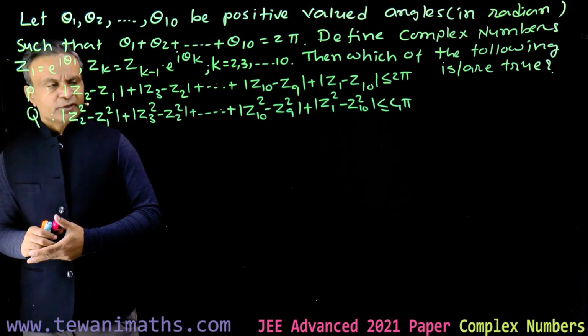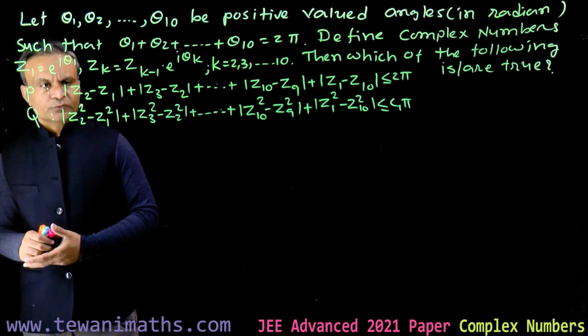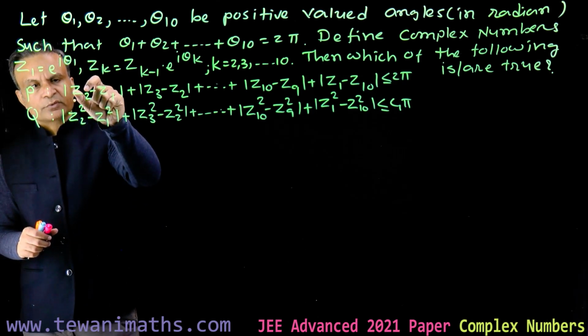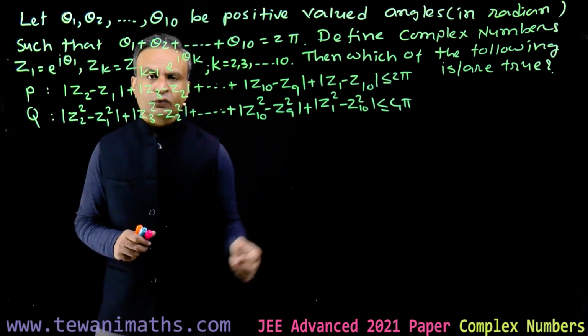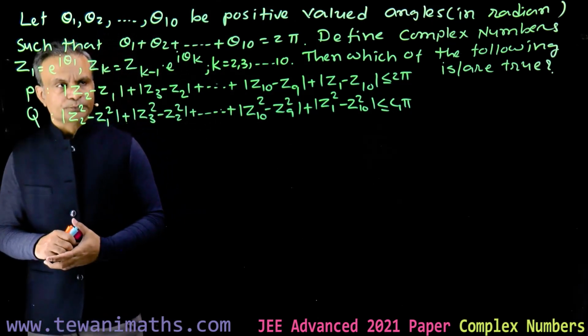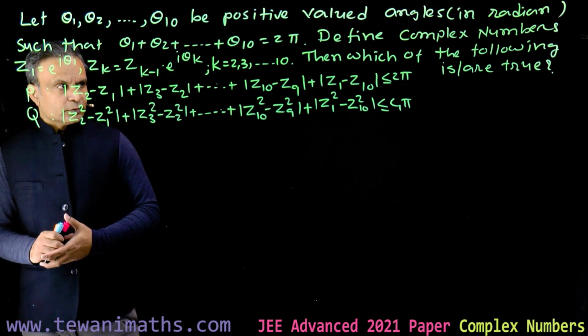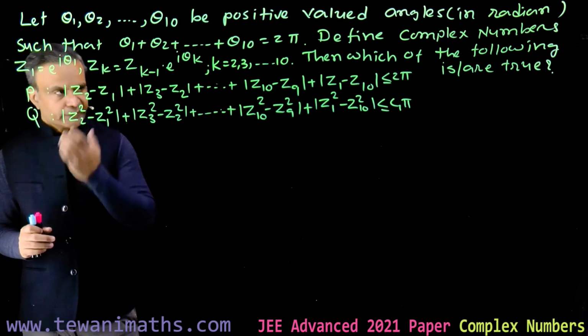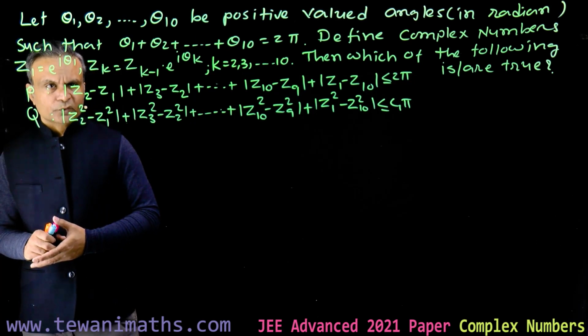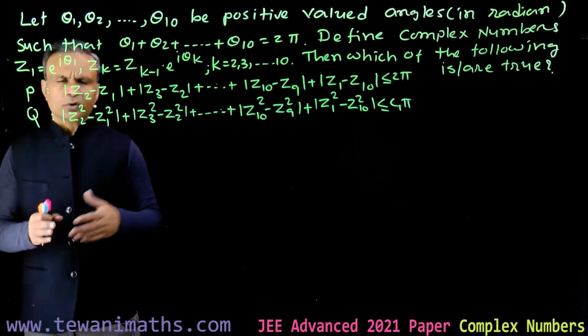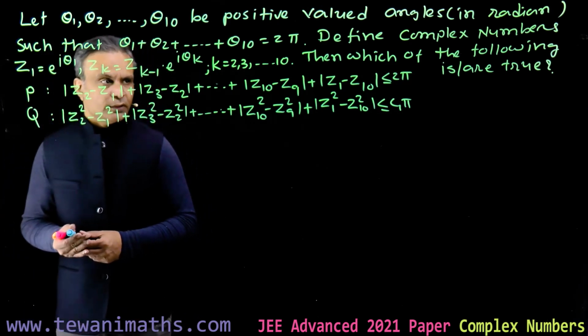And to get statement Q, replace each complex number in statement P by its square and replace the RHS by 4 pi. This is statement Q. We have to check these two statements. What can we do? We have two different approaches. One is geometrical and the other is purely algebraic.